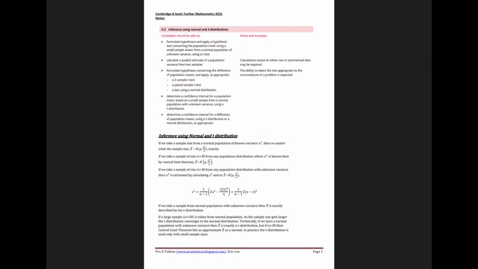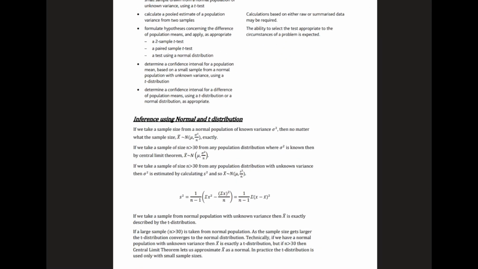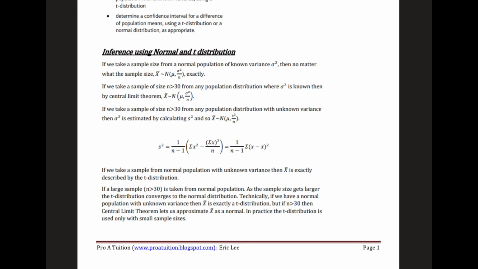So 4.2, inference using normal and t-distributions. First of all we have the syllabus, and then after that you see the notes here. Inference using normal and t-distribution. They say if we take a sample size from a normal population of known variance, sigma square, then no matter what the sample size, the mean is a normal distribution. The mean is mu, the variance is sigma square over n.